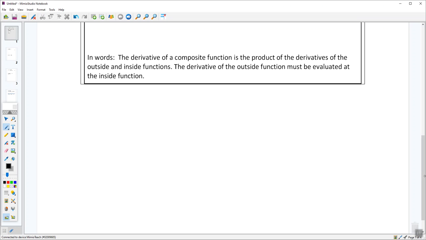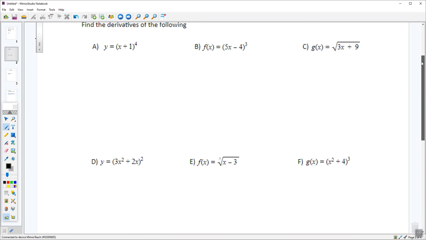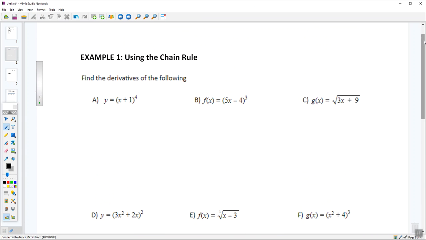So here we go with this. On example 1, you guys want to flip to that second page there. Okay? Using chain rule, it says find the derivatives of the following functions. All right? Can I do something real quickly up here, kids? Yes.